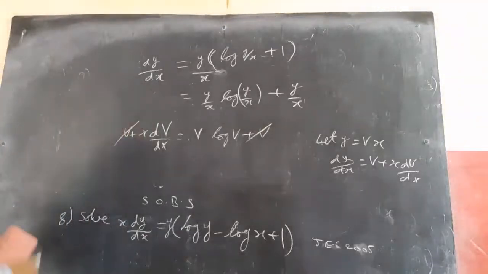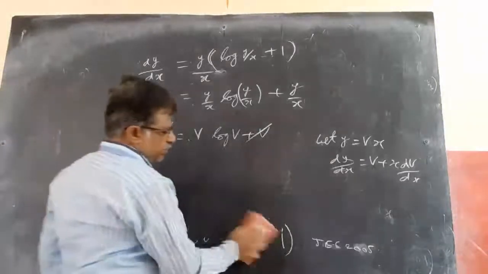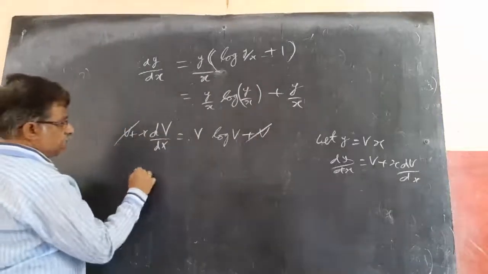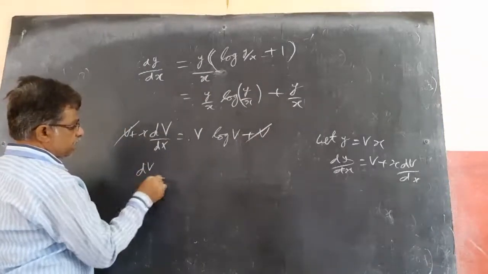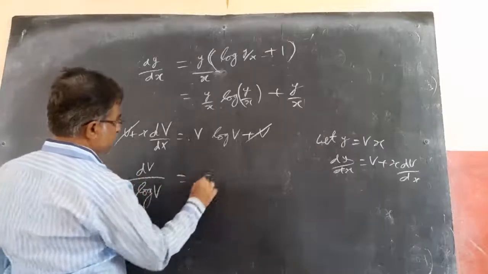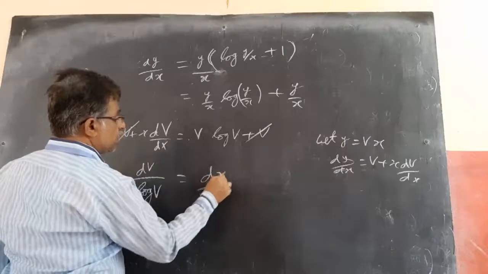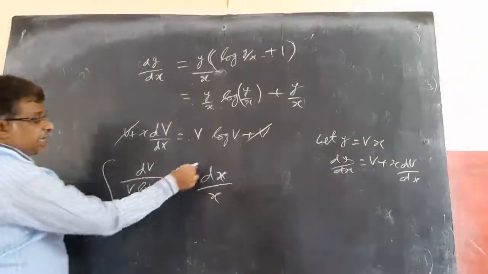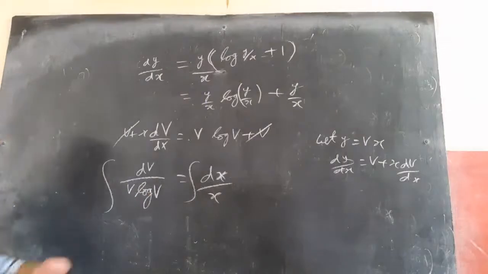Then you can go for variable separable, meaning all the v's to one side, x to one side. It becomes dv by v log v equal to dx by x. Now integrating on both sides. How to integrate this?